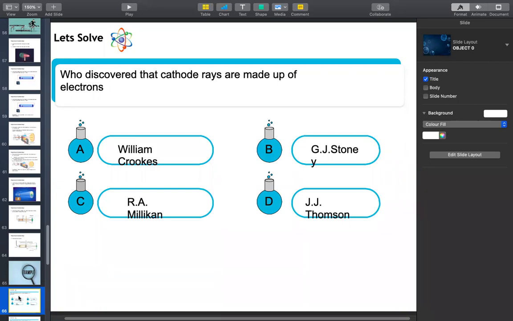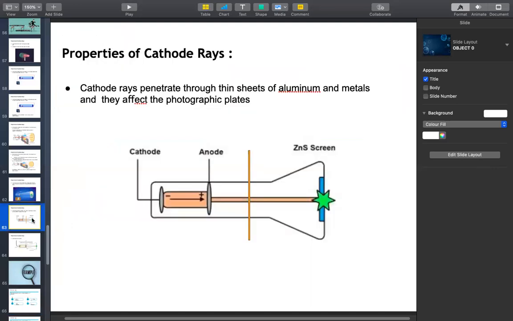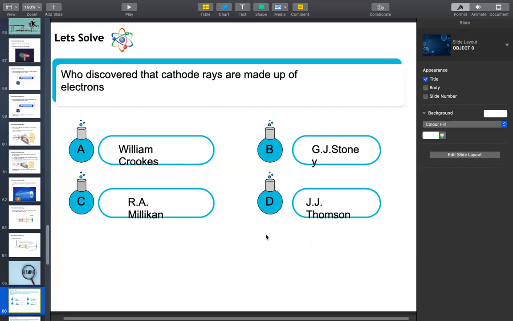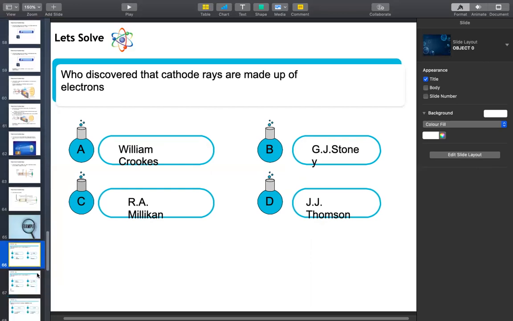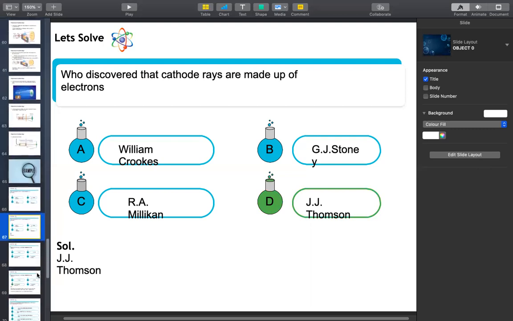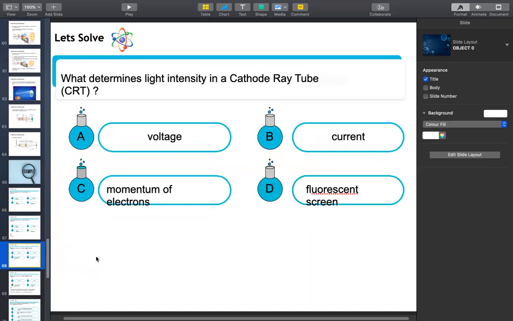Done? What happened? Why have you not answered? Very few have answered. It is not a tough question. Before that, know that cathode ray has some velocity. Okay, so the answer for this question is J.J. Thomson.